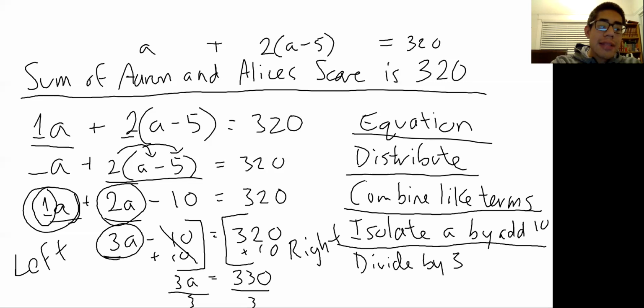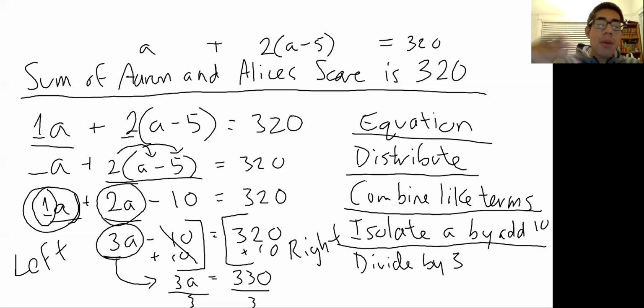When I add 10 to the negative 10, they cancel out. They go away because 10 minus 10 is 0, right? And then when I have here 320 plus 10, I added them together and I get 330. That 3a that I came up with, it just comes down. The next step, I have 3a is equal to 330.